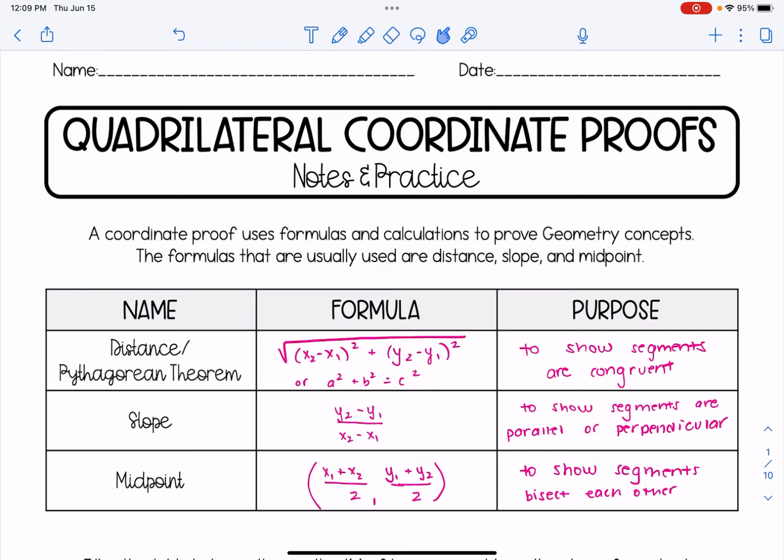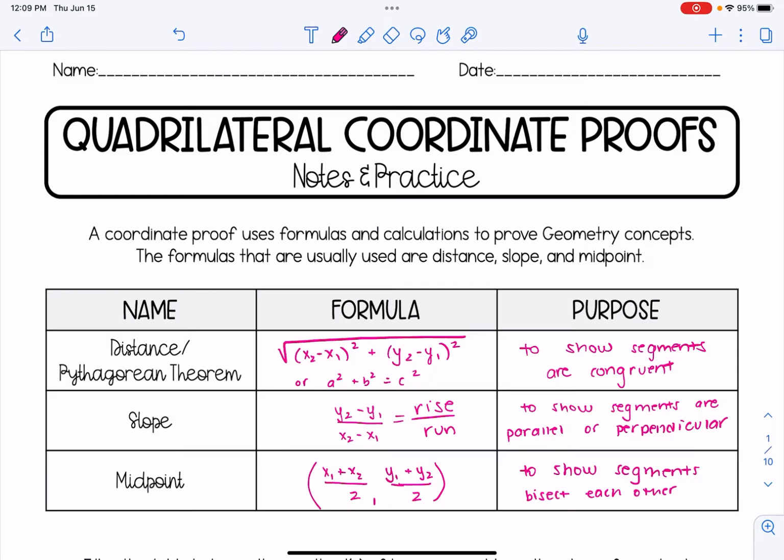Slope formula is y2 minus y1 over x2 minus x1. We could also fill in here that that's rise over run. If you prefer to use a graph and count boxes to find your slope, that's completely fine. And slope can show that segments are parallel or perpendicular to one another. You might remember that parallel lines have the same slope, whereas perpendicular lines have slopes that are negative reciprocals of one another.